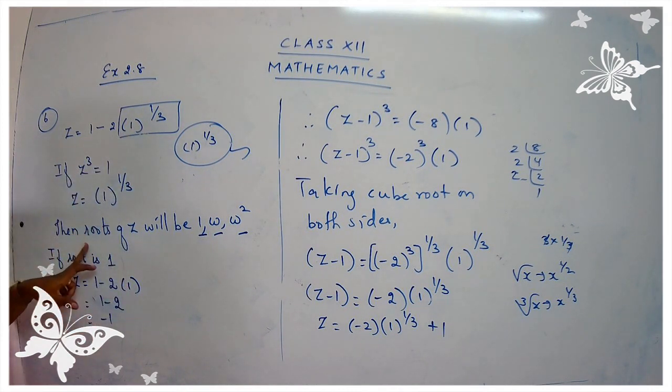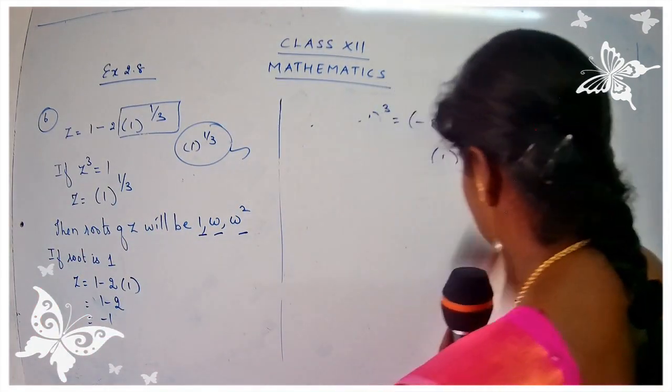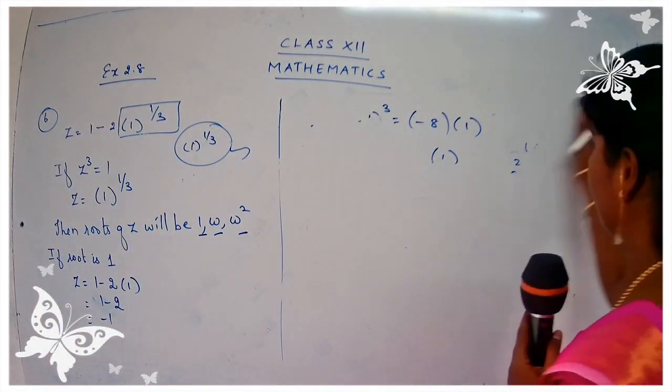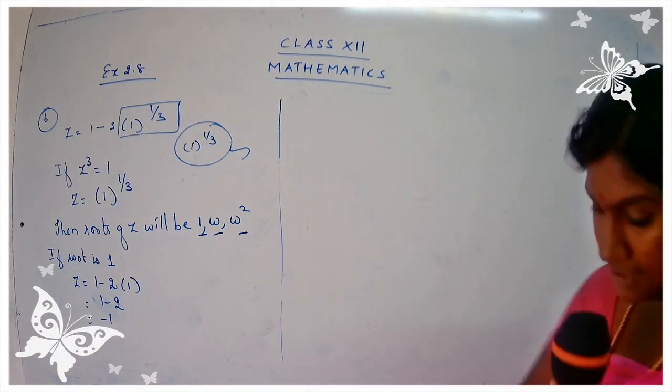From where do you get this 1? I got the value from the roots of z. That is, if you have z cube is 1. This condition is applicable only if you have z cube equal to 1. Otherwise, we cannot apply these values. Getting my point, children? Okay. So we have found the first value. Let us go for the second value.